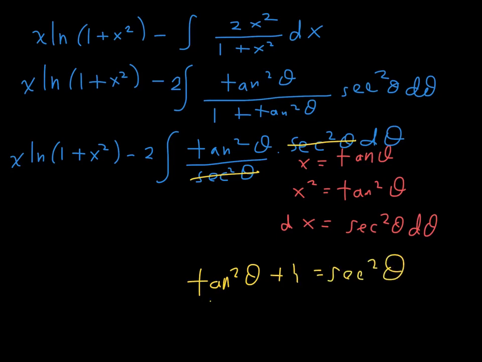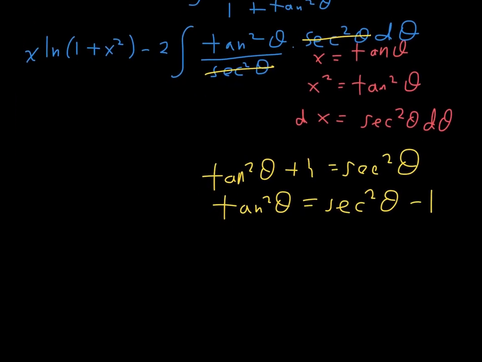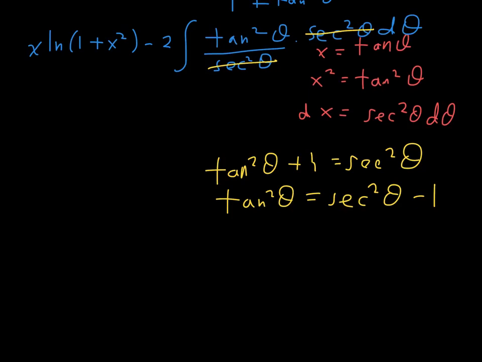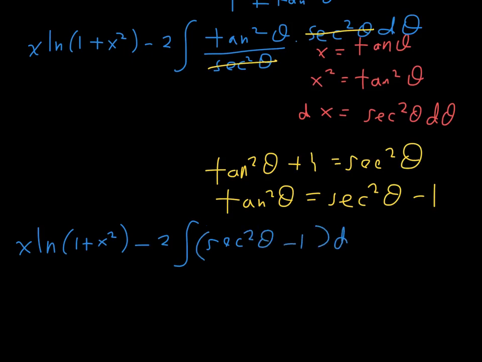So that must mean that tangent squared of theta is equal to secant squared of theta minus 1. So that's what I'm going to use here. So therefore, I'm going to have x times the natural log of 1 plus x squared minus 2 times the indefinite integral of secant squared of theta minus 1 d theta. Okay, and we can integrate term by term.